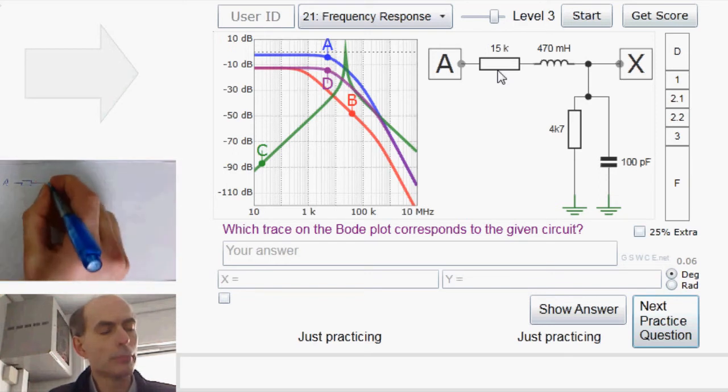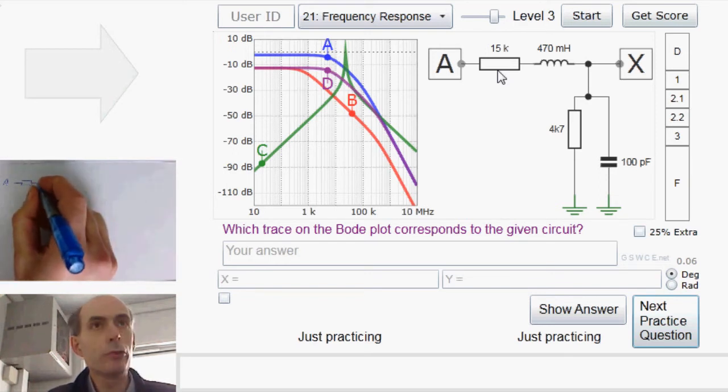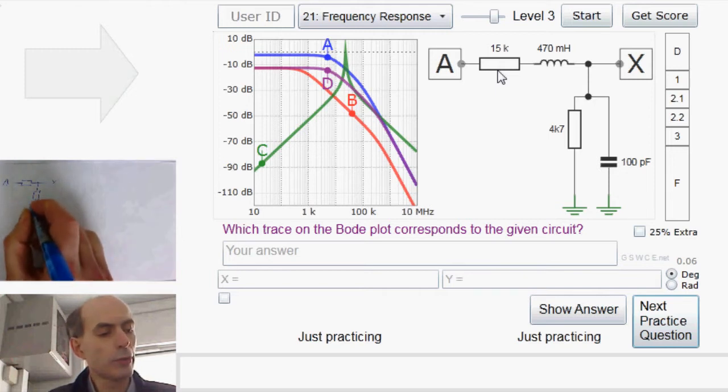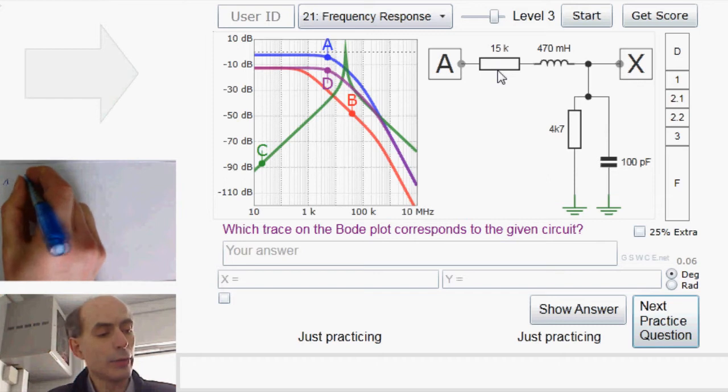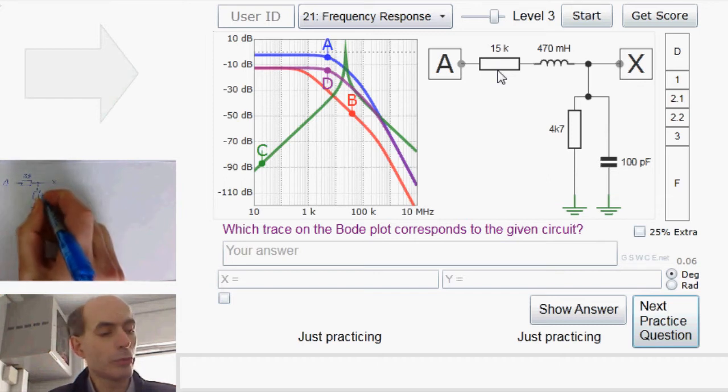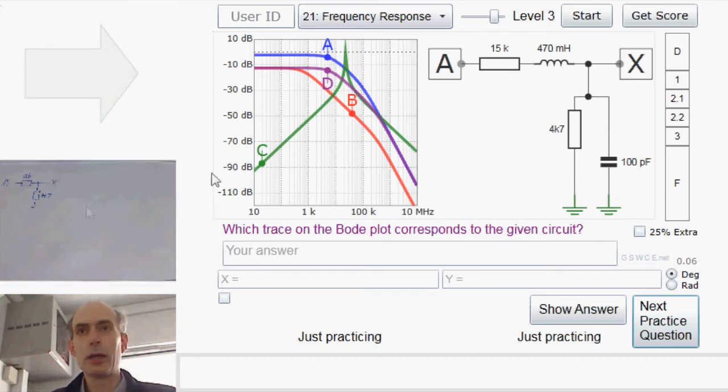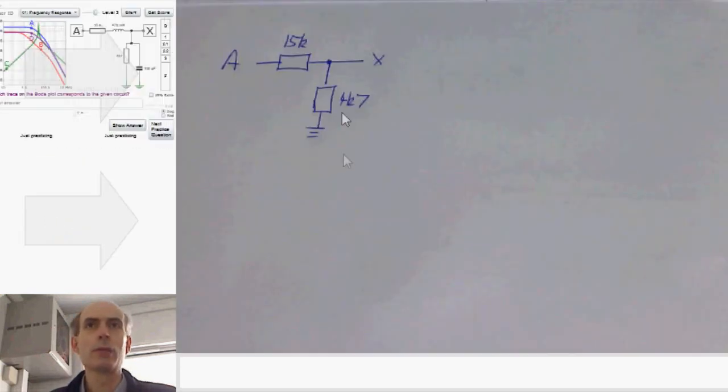For this type of problem, it's often helpful to consider what they look like at low frequencies and high frequencies. And at a very low frequency approximation, we would have that. The inductor is effectively a short circuit, the capacitor is effectively an open circuit.